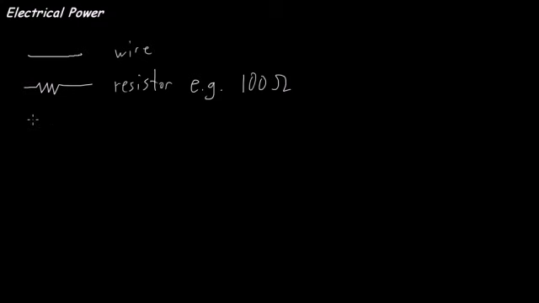And we have a symbol for a battery, something like this. We have a slightly longer line and a slightly shorter line, and then a wire coming off of each end. It's a battery, or some kind of voltage source.